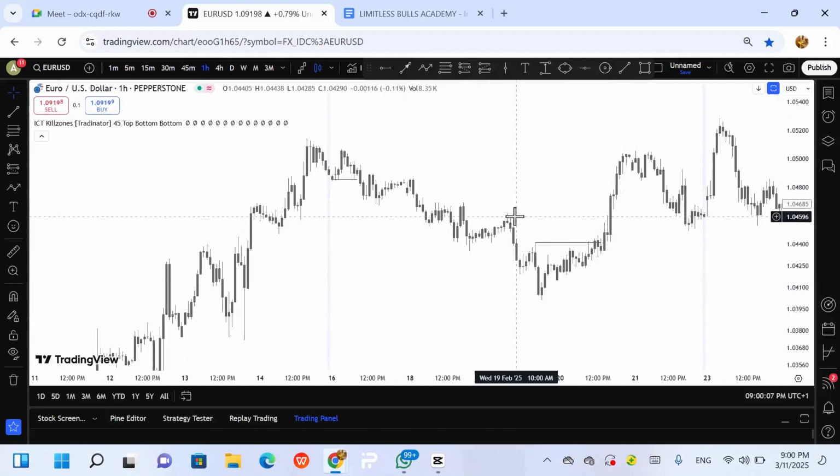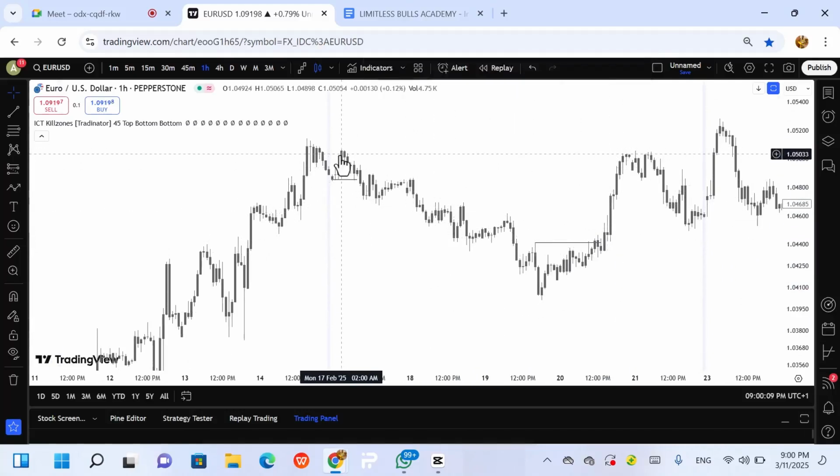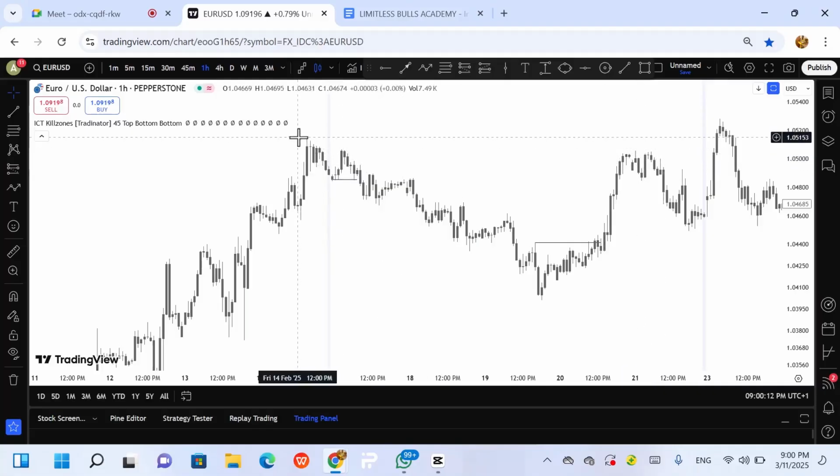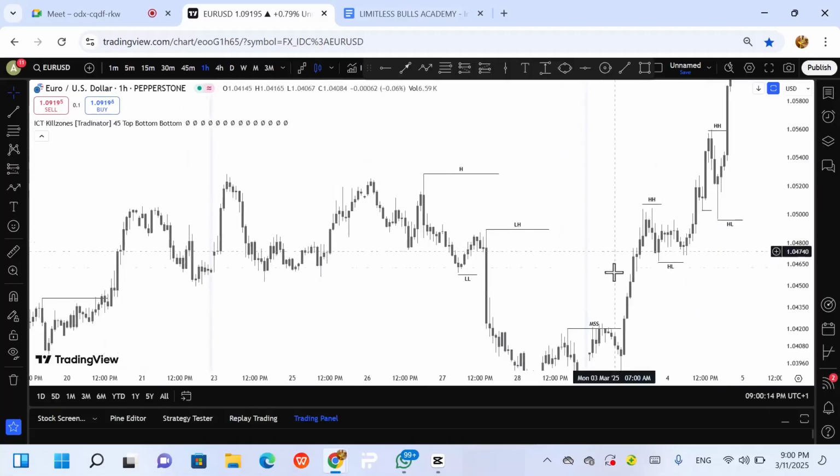You take it now to either this swing high, swing high, swing high, swing high, their point of liquidity, and boom, market even came to this one, and boom. So this is market structure.